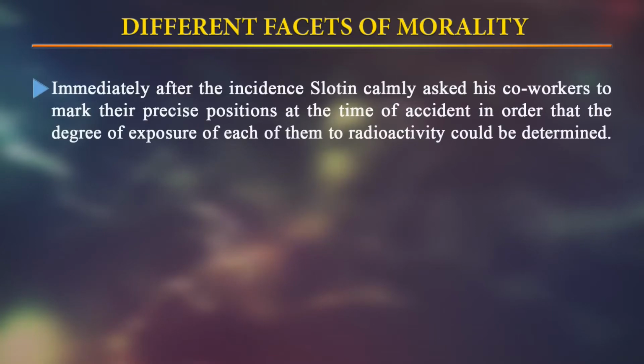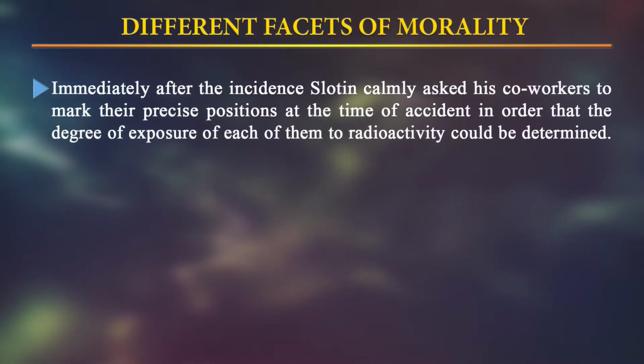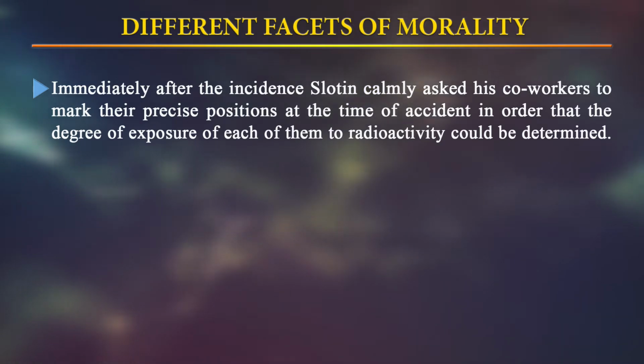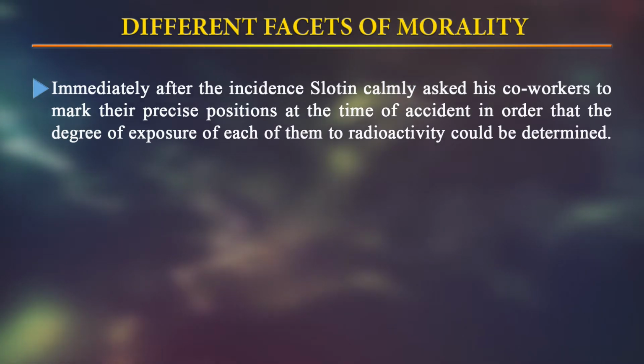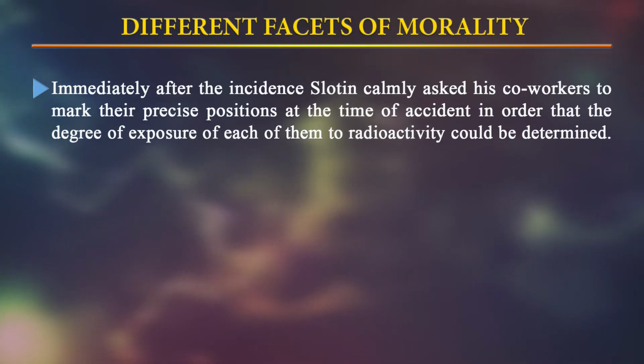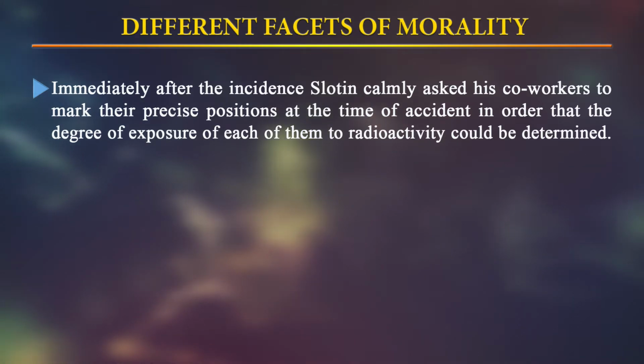He went, pulled the pieces of plutonium apart with his bare hands, and he was exposed to the largest dose of radioactivity. So what happened? Immediately after the incident, Slotin calmly asked his co-workers, and we have said that there were 7 co-workers working with him, to mark their precise position at the time of the accident in order that the degree of exposure of each of them to radioactivity could be determined.